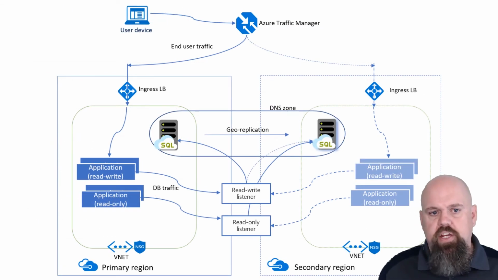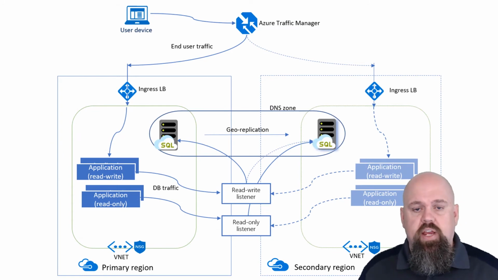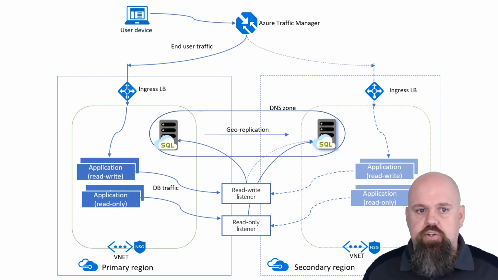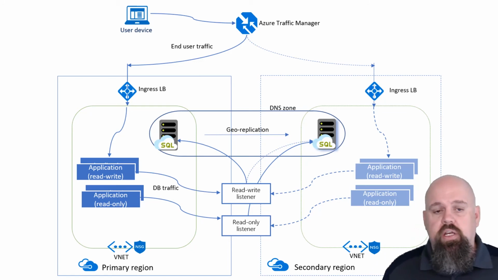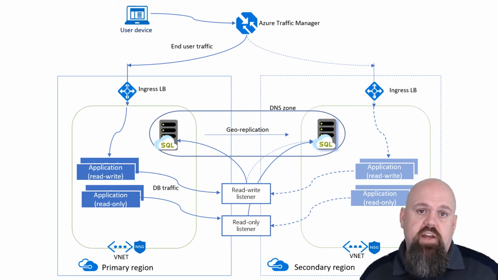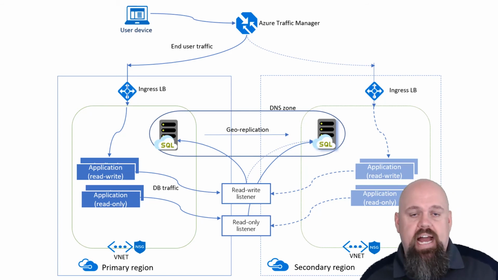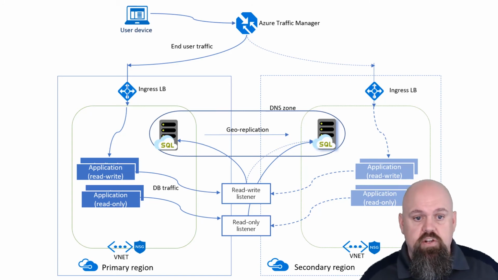This is what Geo-Replication and failover groups kind of look like. Here we can see that we have an Azure Traffic Manager. We've got some load balancers, and we use Geo-Replication between the two. Failover groups actually utilize active Geo-Replication under the hood, but then on top of it, we have DNS to facilitate the read-write listeners.